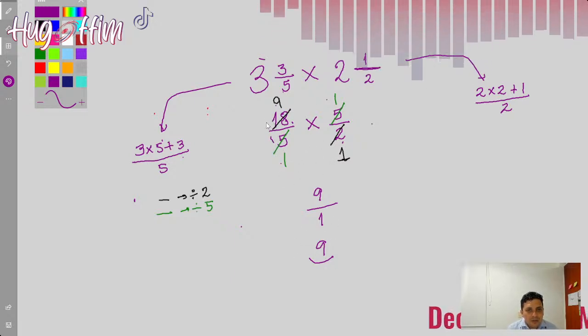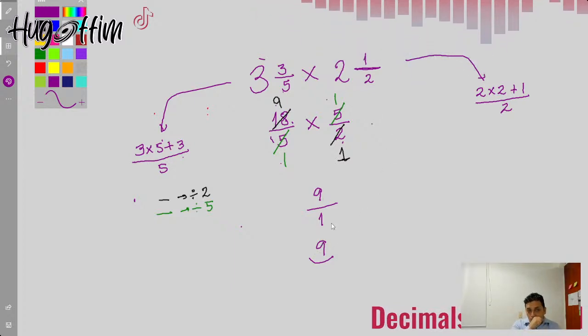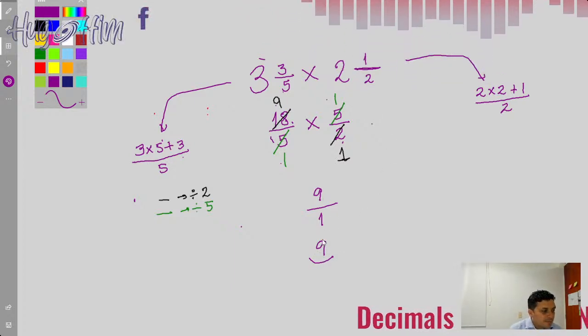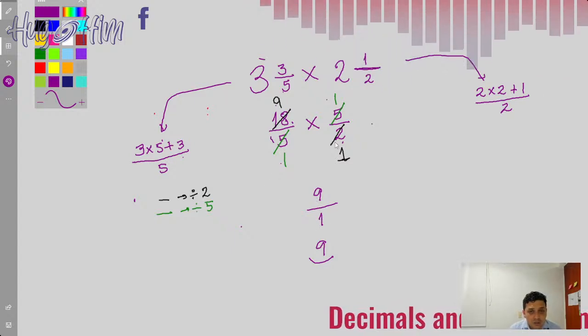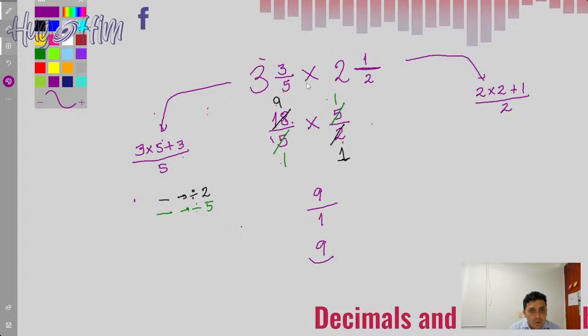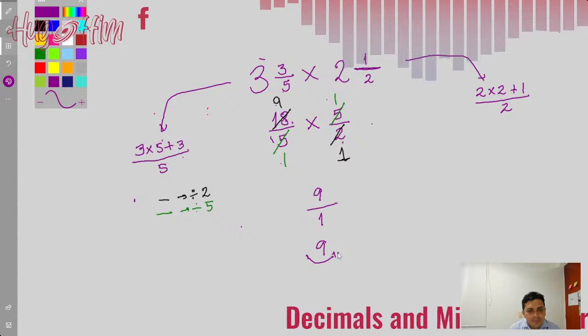You can do it in another way. Of course, you can do it in another way. 18 times 5 is 90. 5 times 2 is 10. And if you divide them, you're going to get 9. Okay? However, I recommend you to use this method to operate mixed numbers. Look at that, I got 9 here.